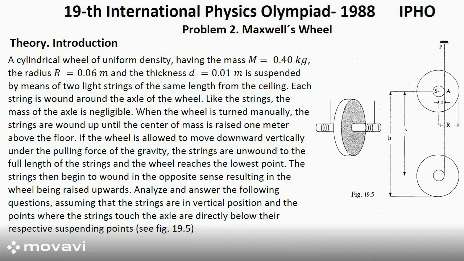If the wheel is allowed to move downward vertically under the pulling force of gravity, the strings are unwound to the full length of the strings, and the wheel reaches the lowest point. The strings then begin to wind in the opposite sense, resulting in the wheel being raised upwards. Analyze and answer the following questions, assuming that the strings are in vertical position, and the points where the strings touch the axle are directly below their respective suspending points. See figure 19.5.